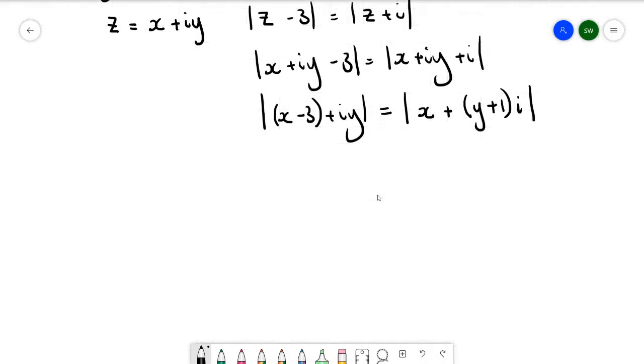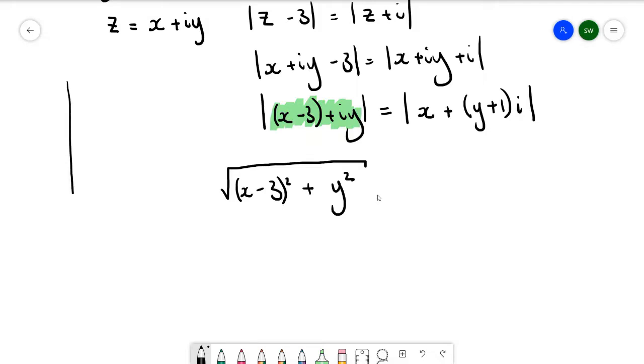So remember what it means to take the modulus of a complex number. We've got this complex number in green here, and when we work out the modulus of a complex number, that's the same as doing the square root of the real part squared. The real part is x minus 3, plus the imaginary part squared. The imaginary part is y squared.